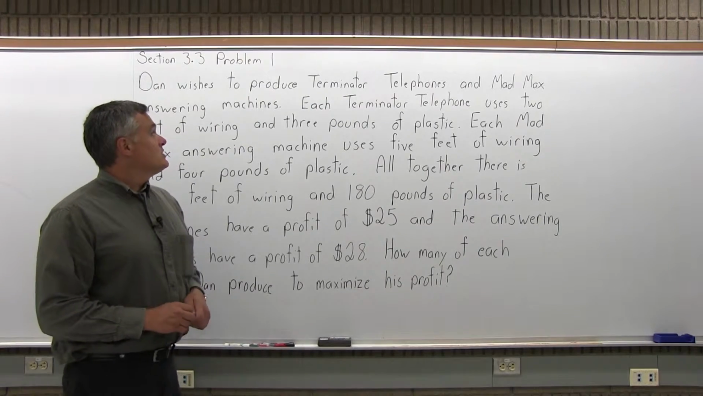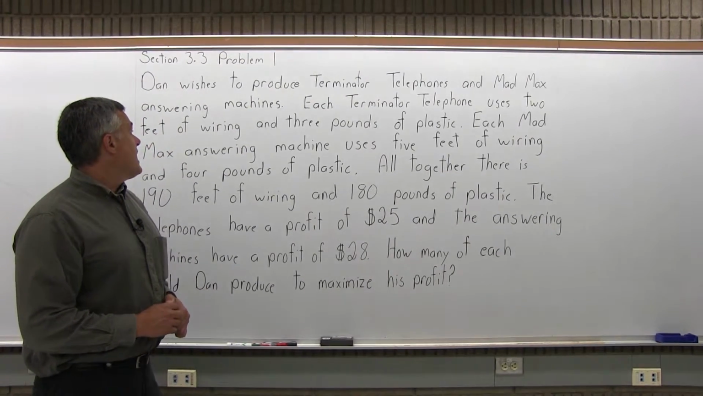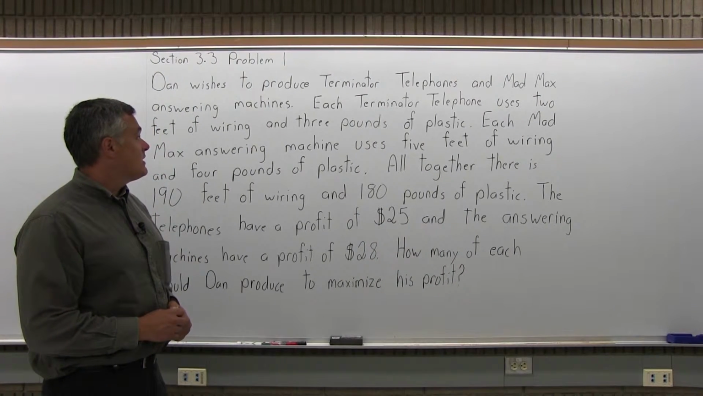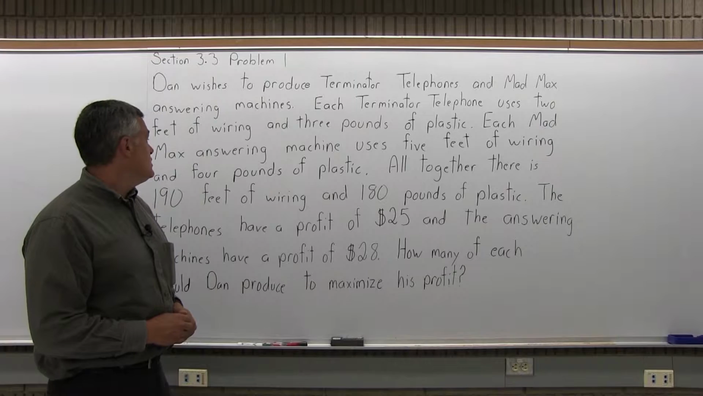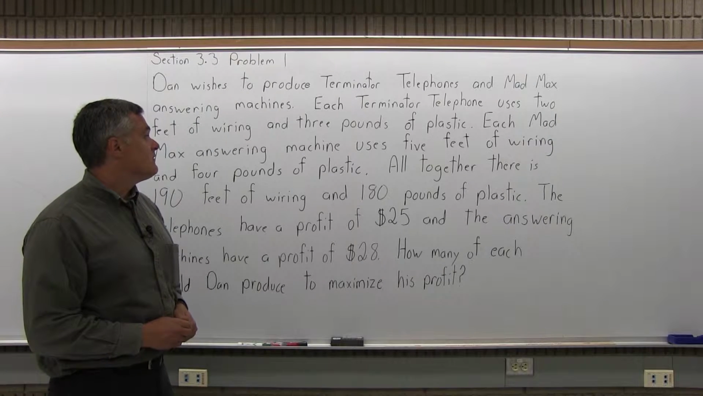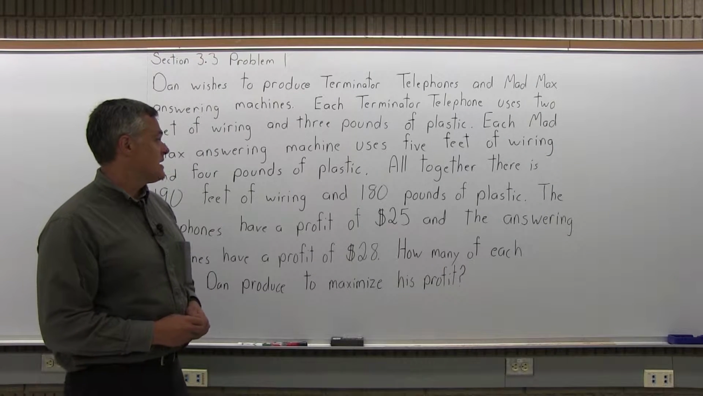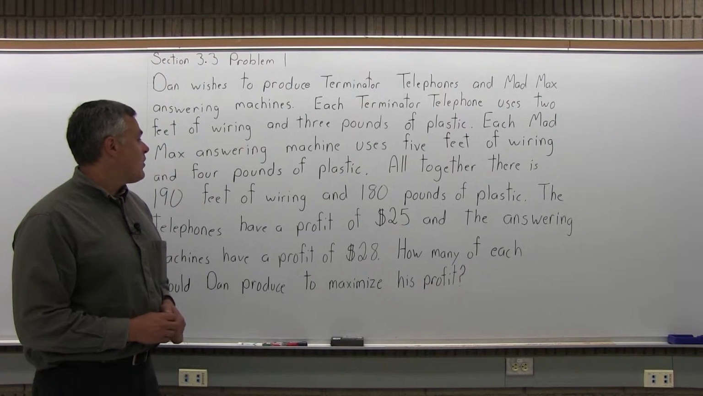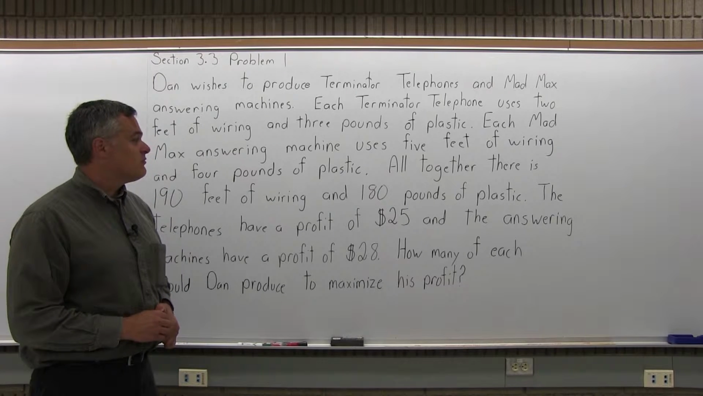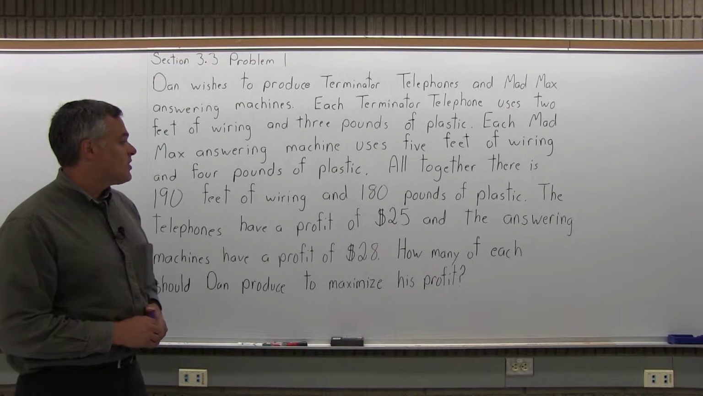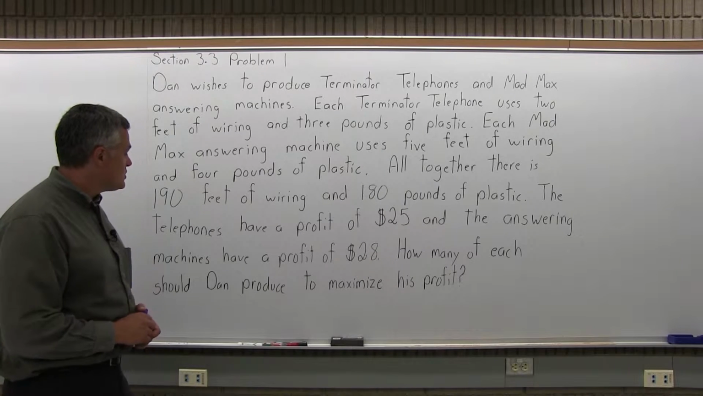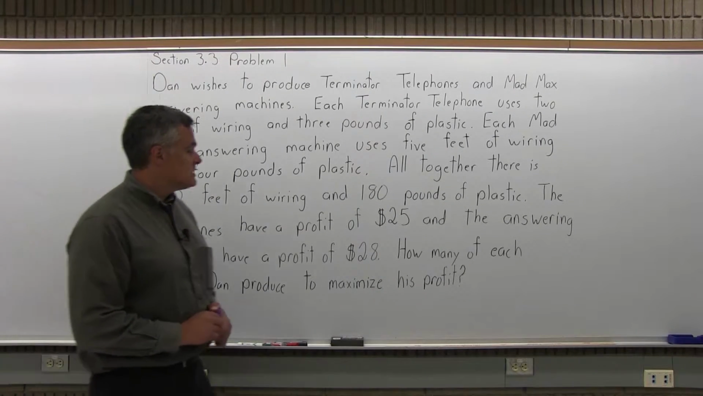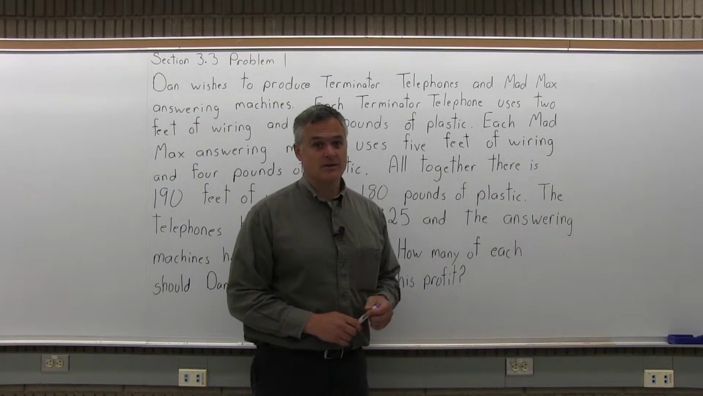It says, Dan wishes to produce Terminator telephones and Mad Max answering machines. Each Terminator telephone uses 2 feet of wiring and 3 pounds of plastic. Each Mad Max answering machine uses 5 feet of wiring and 4 pounds of plastic. Altogether, there's 190 feet of wiring and 180 pounds of plastic. The telephones have a profit of $25 and the answering machines have a profit of $28. How many of each should Dan produce to maximize his profit?